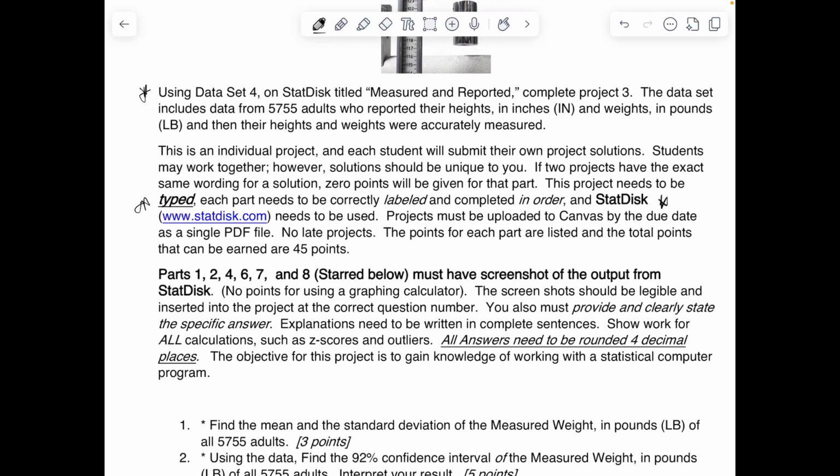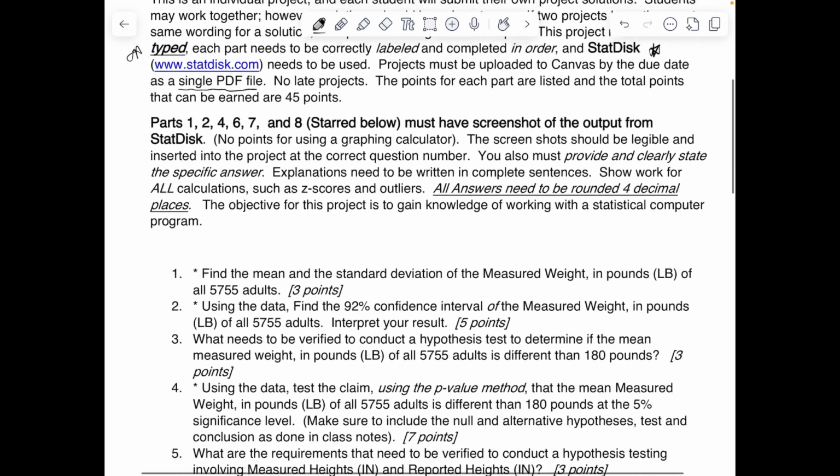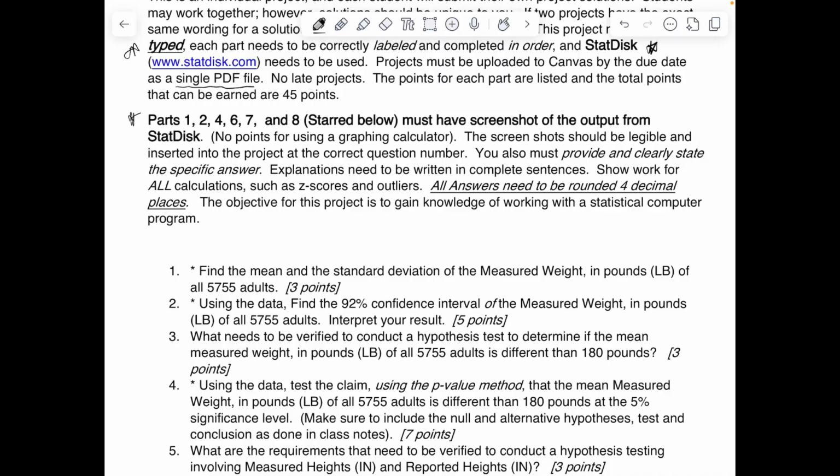We are using StatDesk again, and projects need to be uploaded to Canvas by the due date as a single PDF file. Very important on that. Make sure that you input those screenshots into the correct spot. Points for each part are listed, and total points that can be earned are 45. So parts 1, 2, 4, 6, 7, and 8, they're starred below, must have screenshots from the output from StatDesk. No points are rewarded for using a graphing calculator. You do need to use StatDesk.